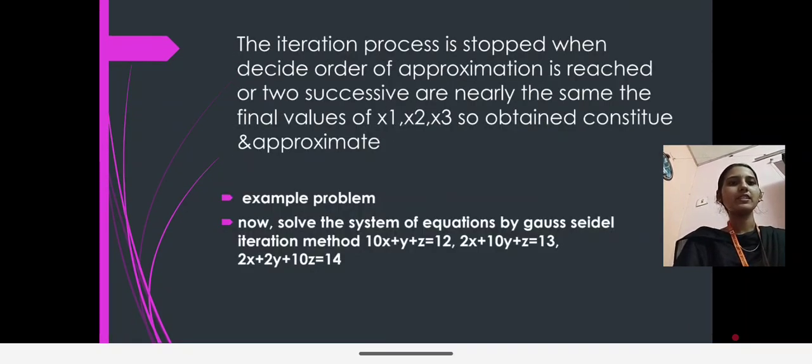The iteration process is stopped when the desired order of approximation is reached, or when two successive iterates are nearly the same. The final values of x1, x2, x3 so obtained are the approximate solution.